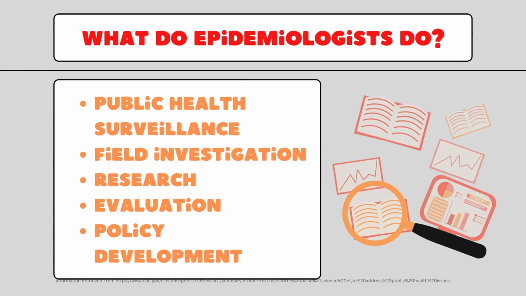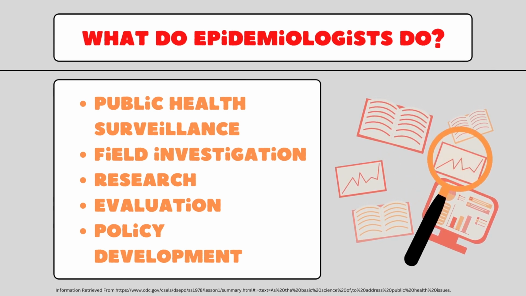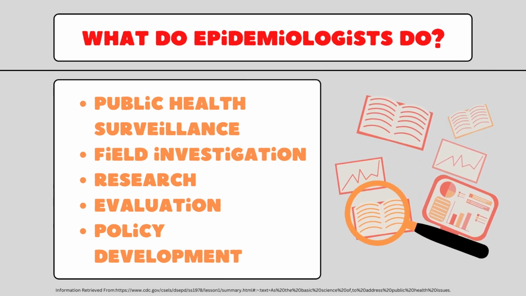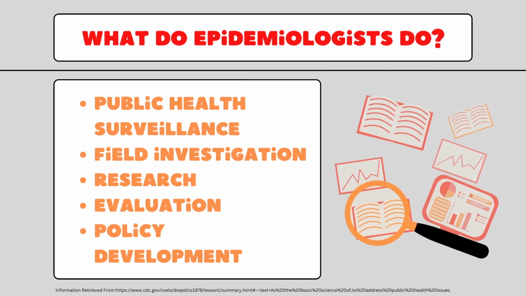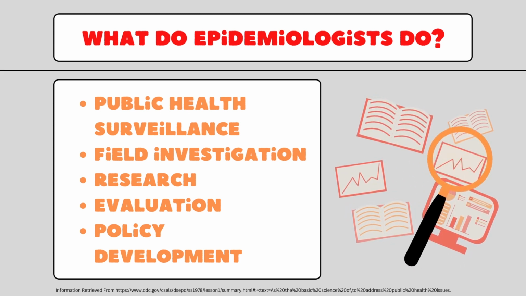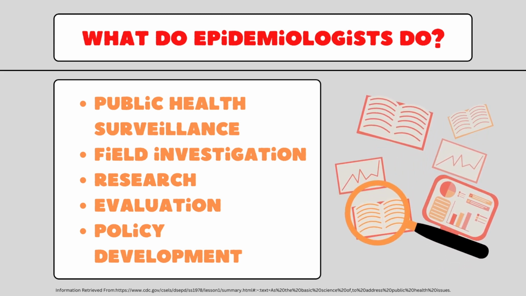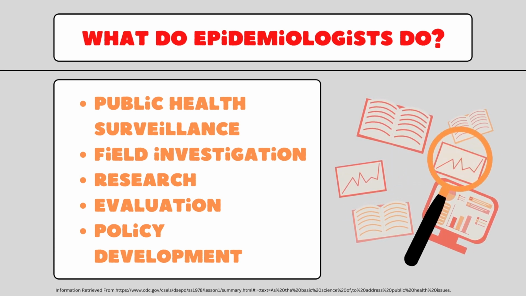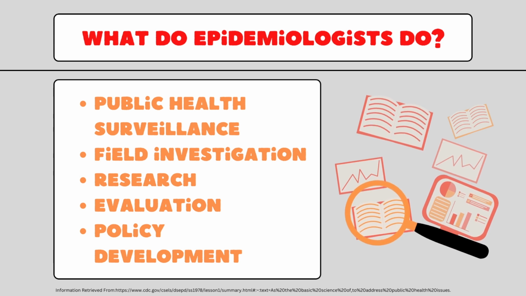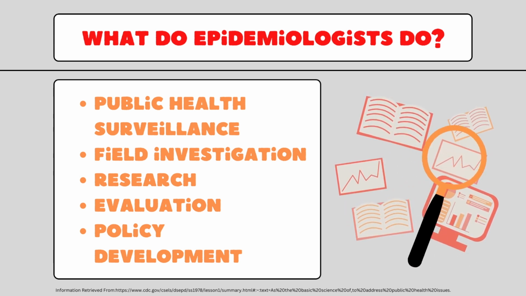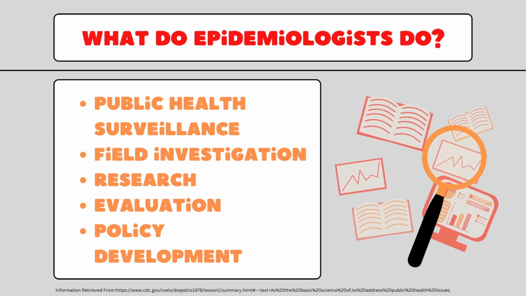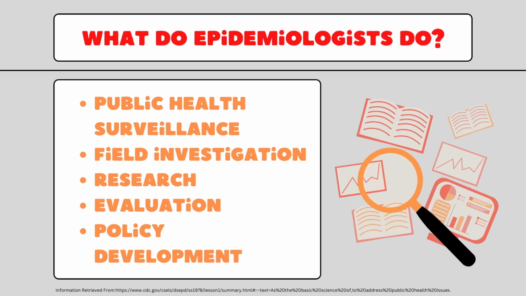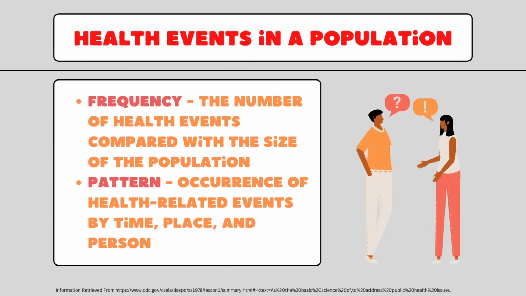So what do epidemiologists do on a daily basis? Well, it can pertain to a variety of different tasks, but in general, they usually do surveillance of different public health trends. They also do field work and field investigation, as well as research of all different types. This can pertain to qualitative as well as quantitative data, evaluation of different policies, programs, and then they also work with policy development as well in order to implement and create new ideas and fix potential problems within the public health area.